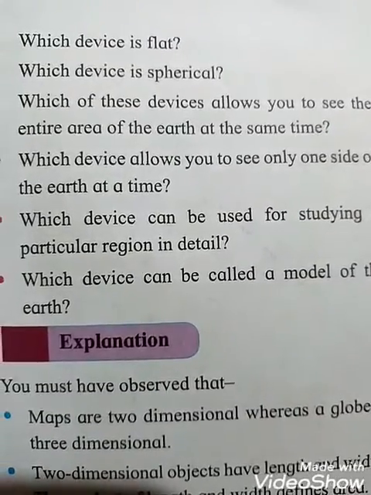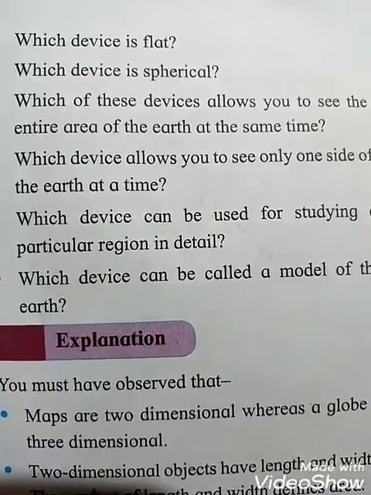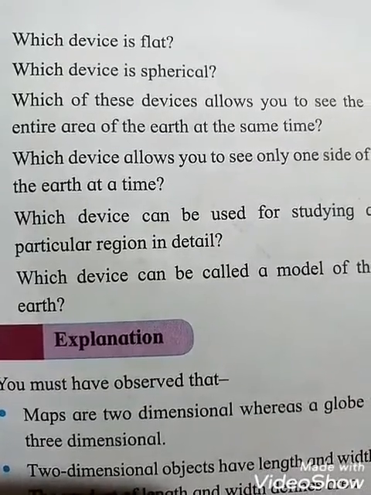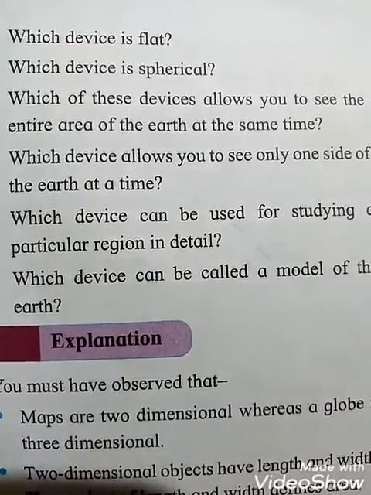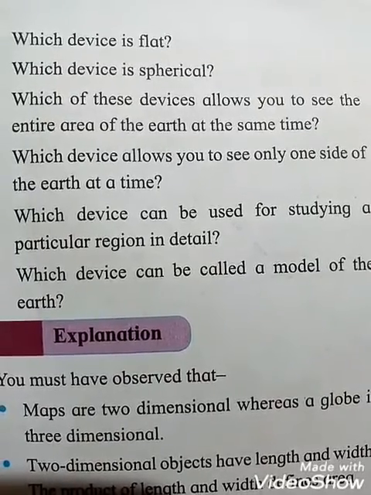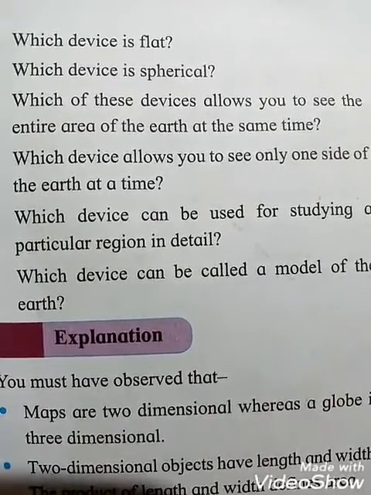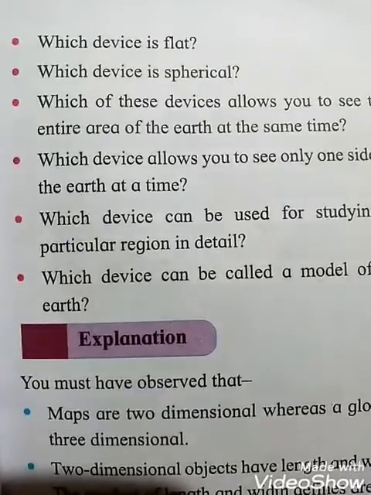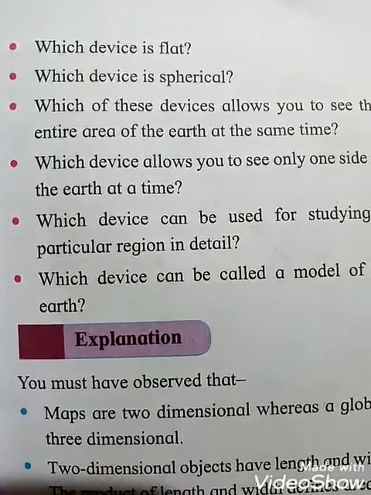Next question, which of these devices allows you to see the entire area of the earth at the same time? Your answer is a map. A map allows us to see the entire area of the earth at the same time. For example, if you see a world map or state map or country map, then you can get knowledge and information.